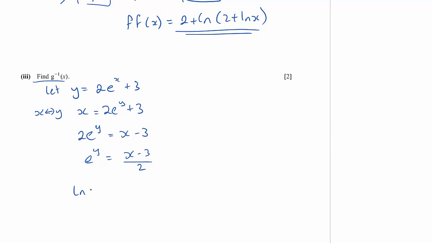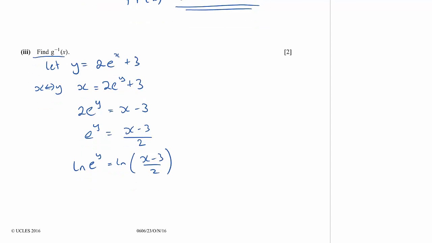Take the natural log of both sides. Ln e to the y is ln of x take 3 over 2. And this side is just y because the natural log and the exponential are inverse functions. So y is going to be ln of x take 3 over 2.